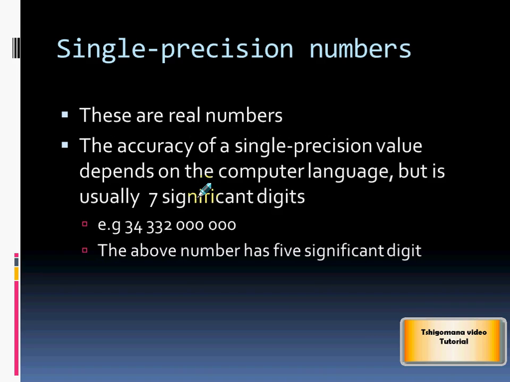Single precision numbers. These are what we call real numbers. The accuracy of a single precision value depends on the computer language, but it usually is 7 significant digits, e.g. 34,332,000,000, etc. That is a 7 significant digit. Now, the above number has 5 significant digits.